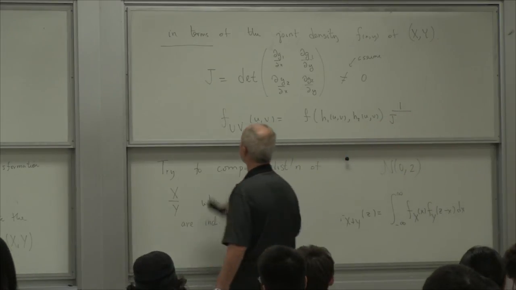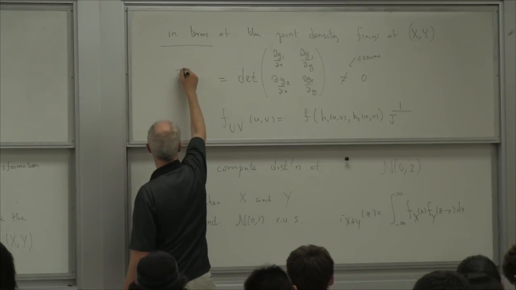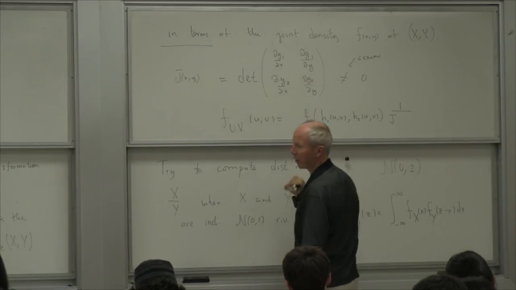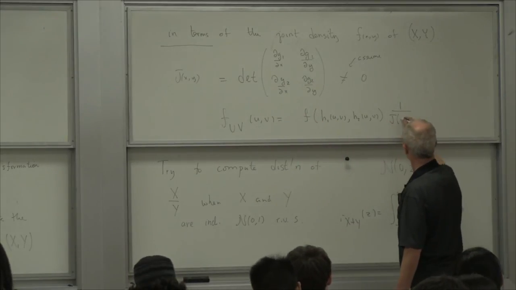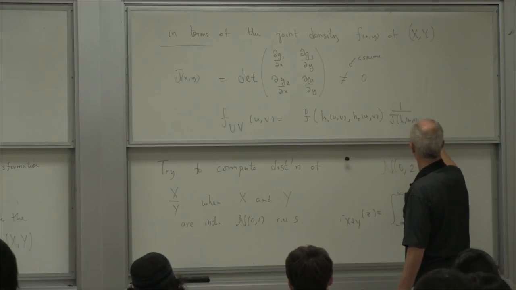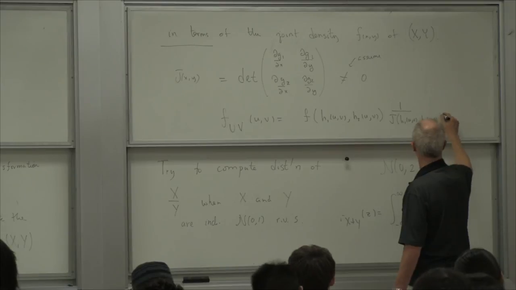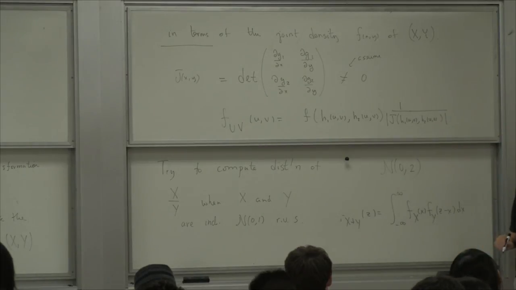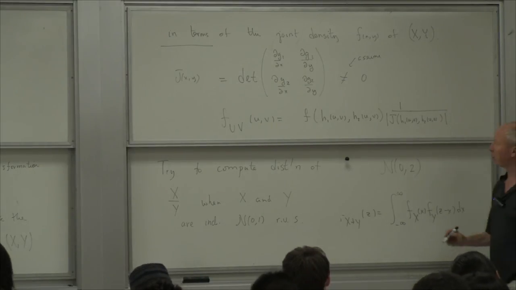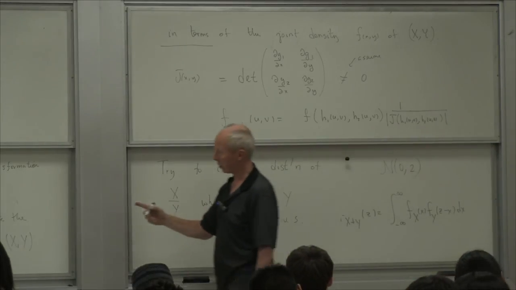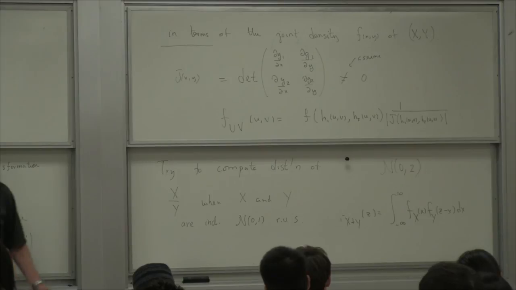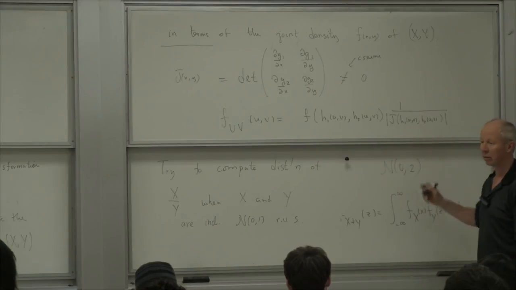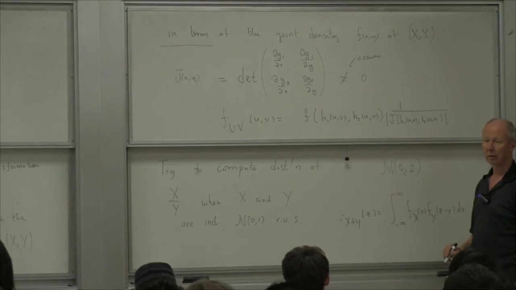Now here, maybe I should be a little more explicit. This is a function of x and y, because these are both functions of x and y. Okay, that's the new density. Evaluate the old one at these inverse functions, and you multiply by 1 over the absolute value of the Jacobian, evaluated at the inverse of the new variables. Okay.